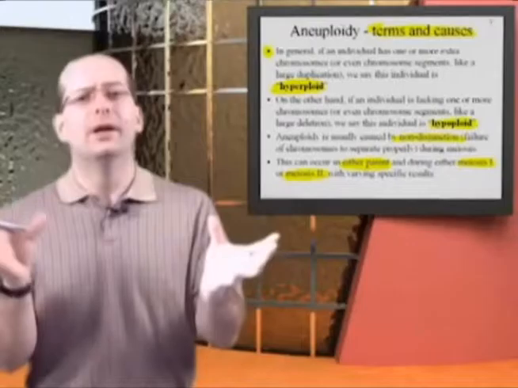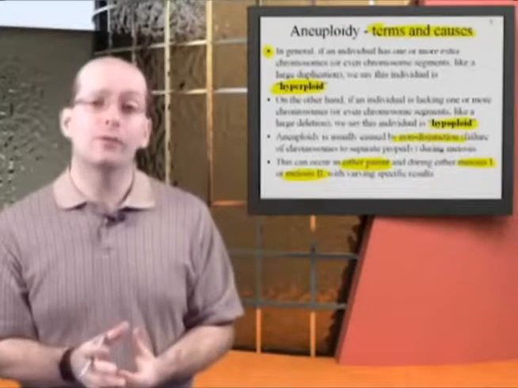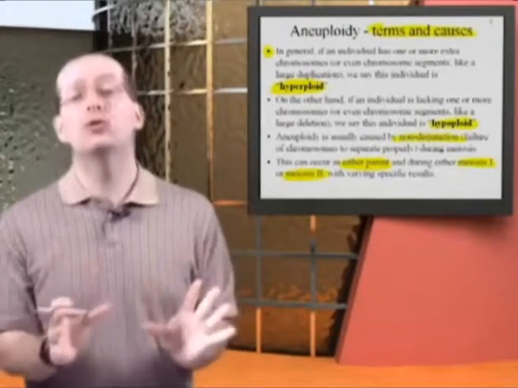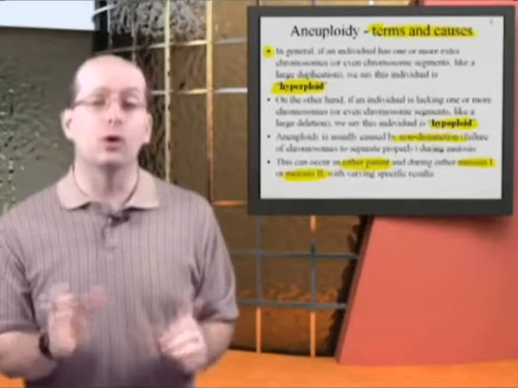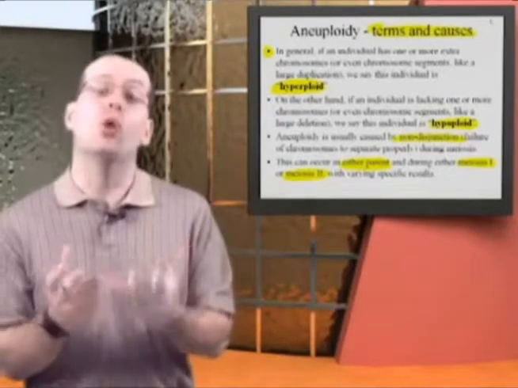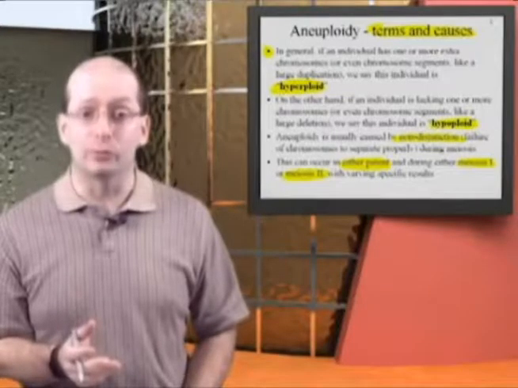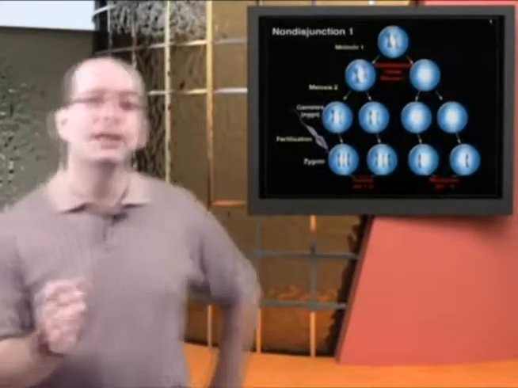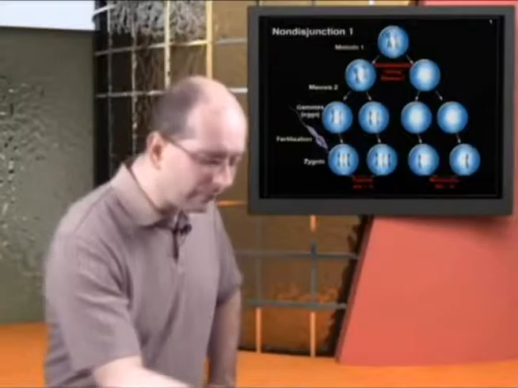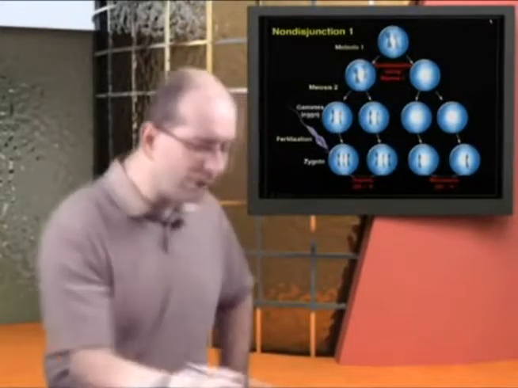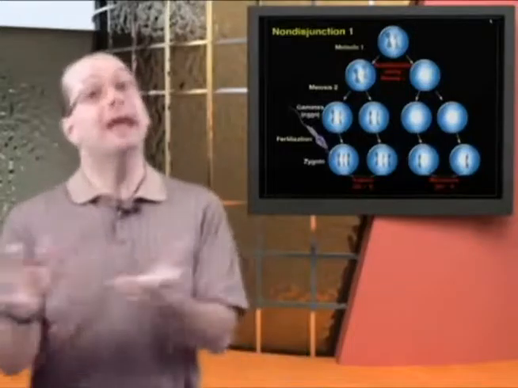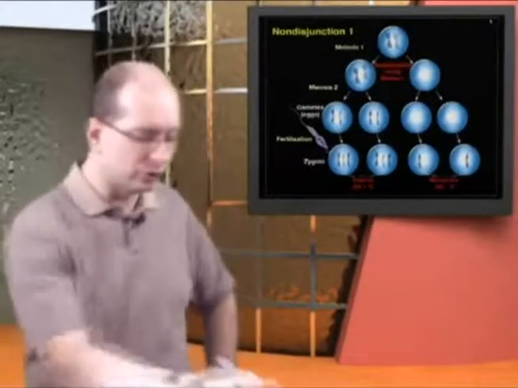In other words, the parents of aneuploid offspring usually are not aneuploid themselves, although it is true that if you are aneuploid, there's a good chance you will give birth to aneuploid offspring also. But here's a picture. We called it non-disjunction 1, not one sequentially, but we're going to have this one and another one, which we call non-disjunction 2.